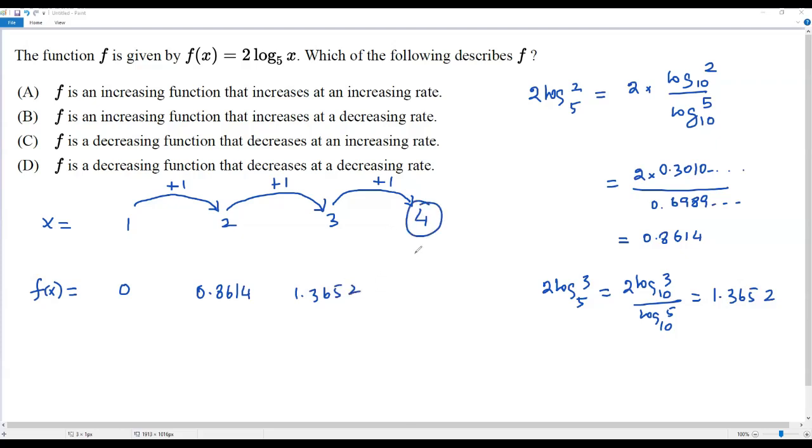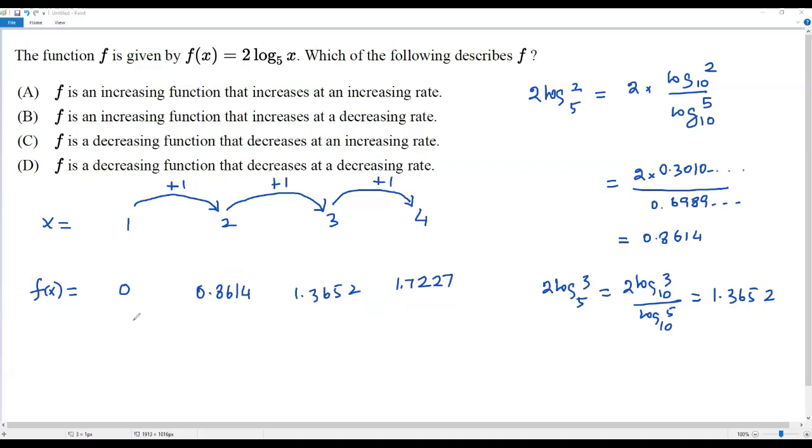And the same process we can do for when x is equal to 4. To get the value of f of x, I have to plug in x equals 4, and I have to change the base to 10. So when I do all the work, I'm getting f of x equals 1.7227. So in each case, I rounded to 4 decimal places. Okay, now, as I said already, x increases at a constant rate, that is every time by 1 unit.